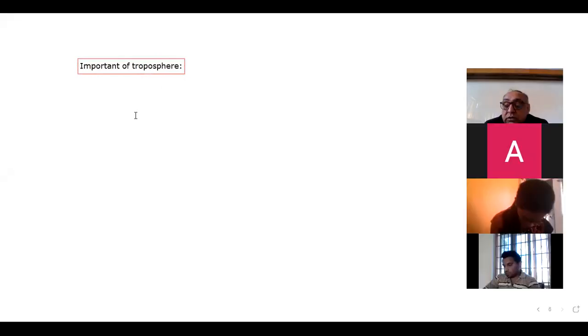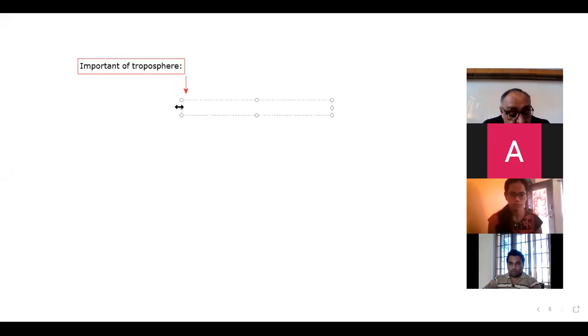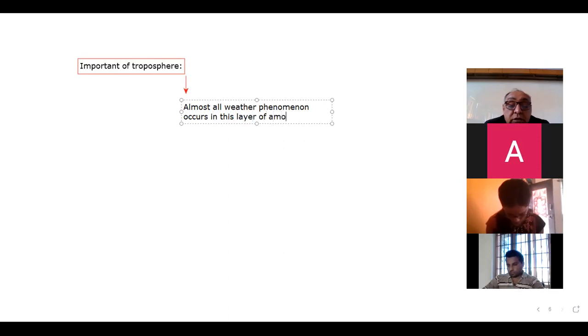One important point about the importance or role of the troposphere is that almost all weather phenomena occur in this layer of the atmosphere.